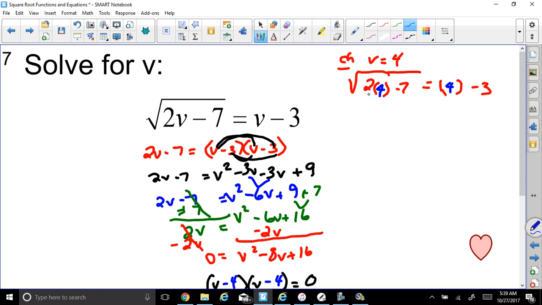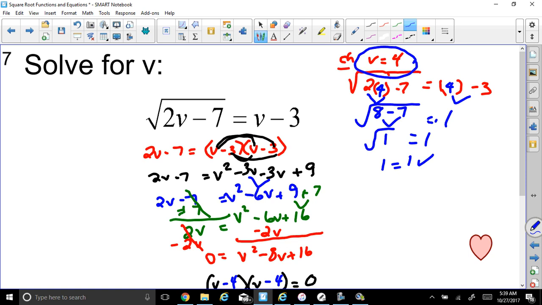All right, so under here I have 2 times 4, which is 8, and that's minus 7. That's under the radical sign. And 8 minus 7, by the way, is 1, and that's under the radical sign. The square root of 1 is 1. So on this side we have 1. And on this side I have 4 minus 3. Well, that equals 1. And 1 is equal to 1. So I am convinced that v is definitely equal to 4. So there it checks out.